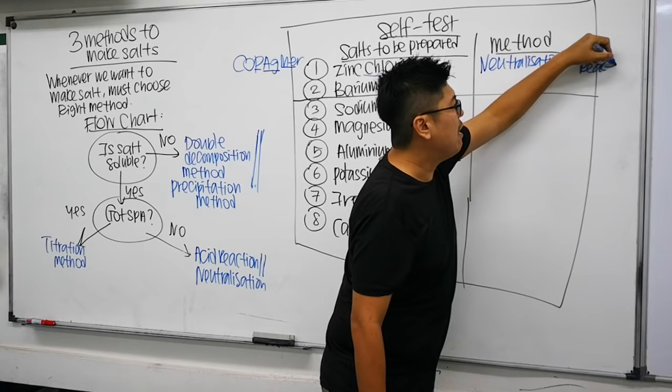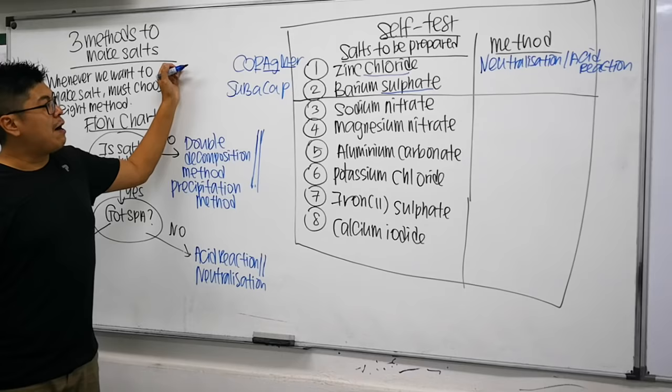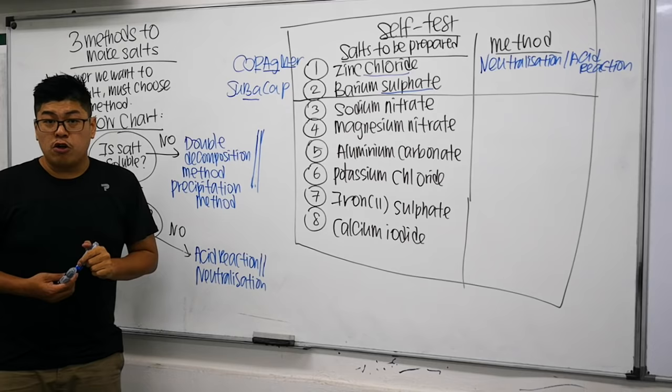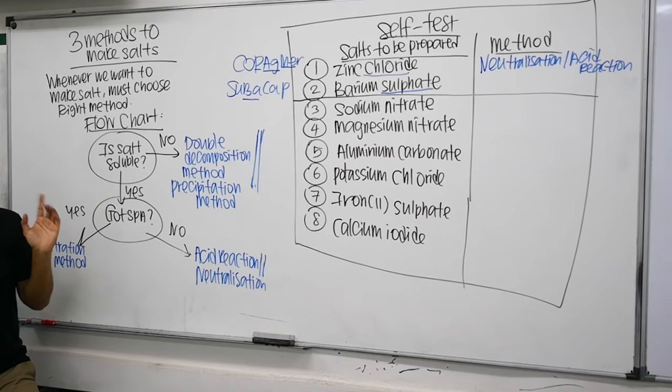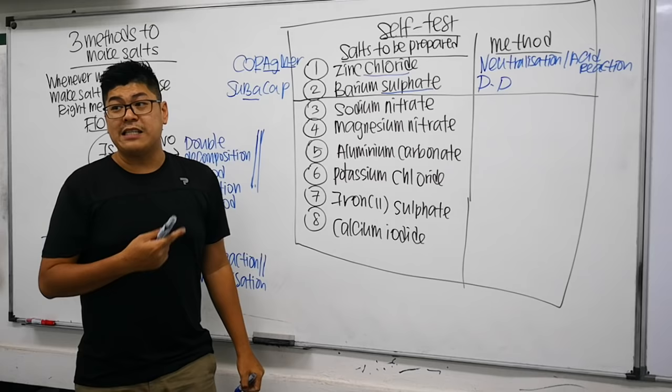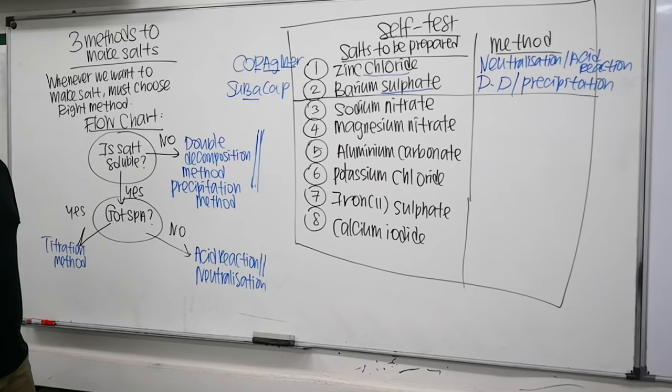Next one, second question: barium sulfate. Think about sulfate. In the sulfate exceptions, I see barium sulfate, so it is insoluble. So I can make a final verdict. If insoluble, no need to go for the second question. The method I suppose to use is called double decomposition. I write the short form DD, but in the exam you are not allowed to do that, you must spell the whole name. Double decomposition, also known as precipitation.